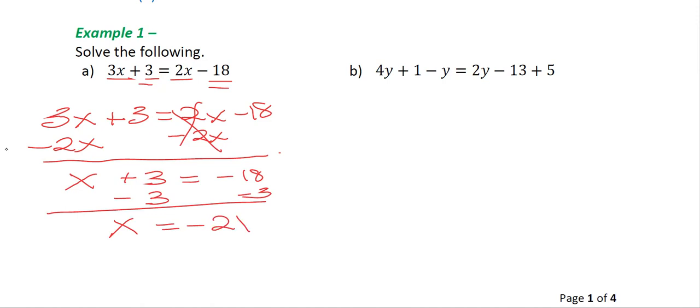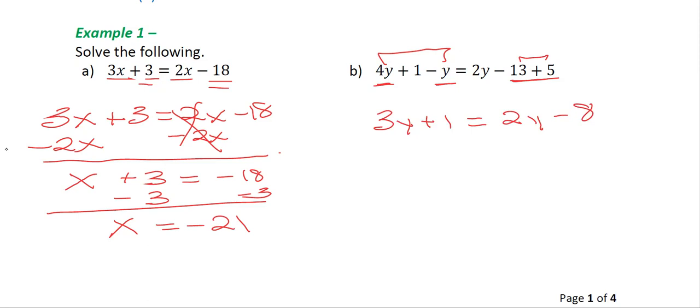Let's do the same here, but we got a little bit more going on. If you notice on this side of the equal sign, we have like terms. So we need to put those together before we start moving across the equal sign. So let's do 4y minus y gives me 3y. And let's bring down the plus 1 is equal to, let's bring down the 2y. This negative 13 plus 5 is like saying I have $5 that I spent $13. So now I'm in the hole 8, right?